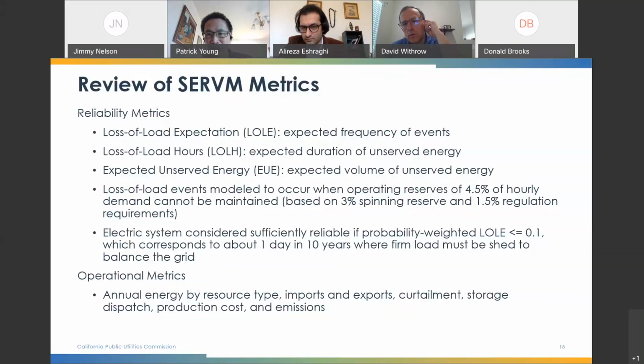And if the summer reliability events of this year show that we need to change this assumption because of actual practices that the CAISO is now using to maintain the grid, then we can consider that going forward. And as Donald and Nathan mentioned, we are in discussion with CAISO on that topic.